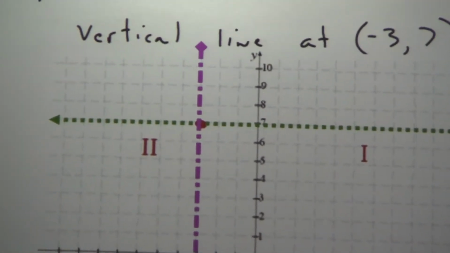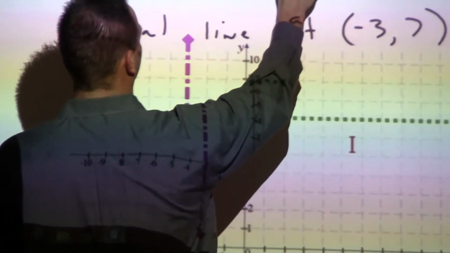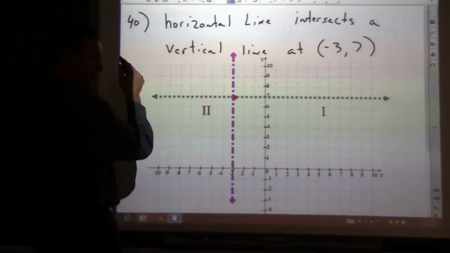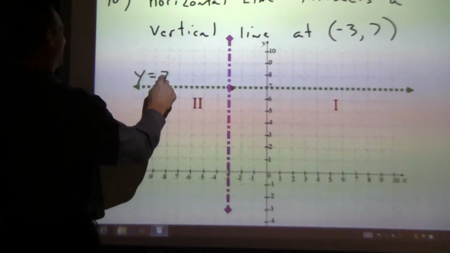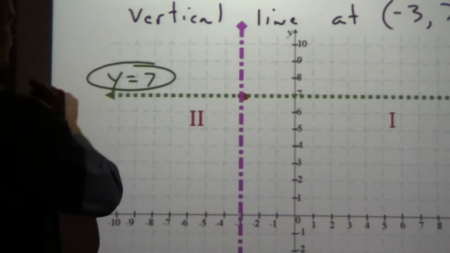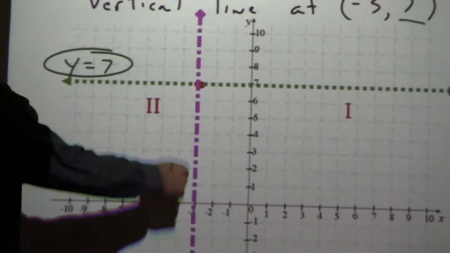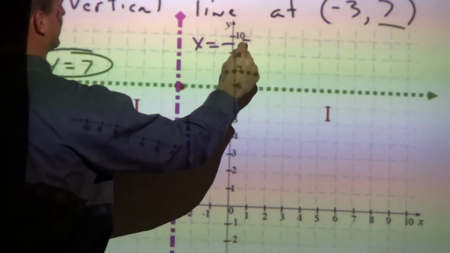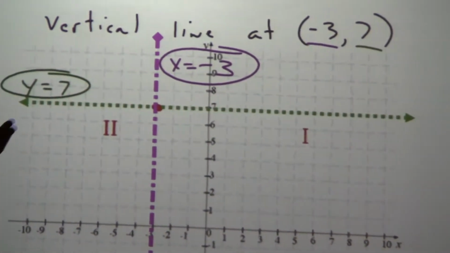All right. So then they ask, what's the equation of the 2 lines? Well, the equation of the green line is a horizontal, so it would be y equals 7, at the y coordinate. And the equation of the vertical line is going to be x equals -3, at the x coordinate. And that's it.